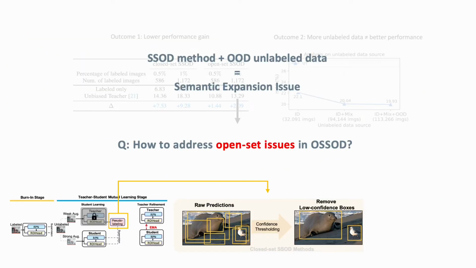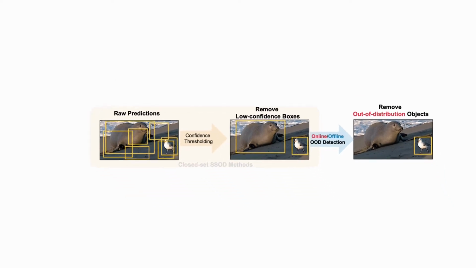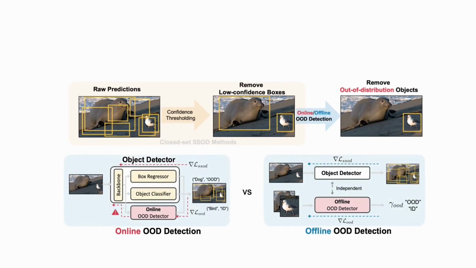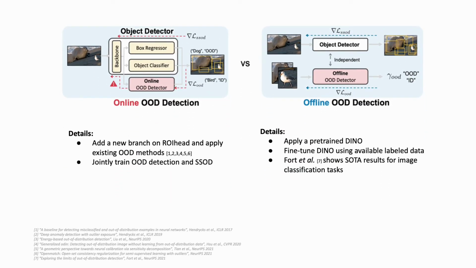Therefore, to address the semantic expansion issue in the open set settings, we propose to add an additional OOD filtering in the existing SSOD framework. Specifically, we consider online and offline OOD detectors. Online OOD detection is to simply add an additional branch on the object detector for OOD detection.